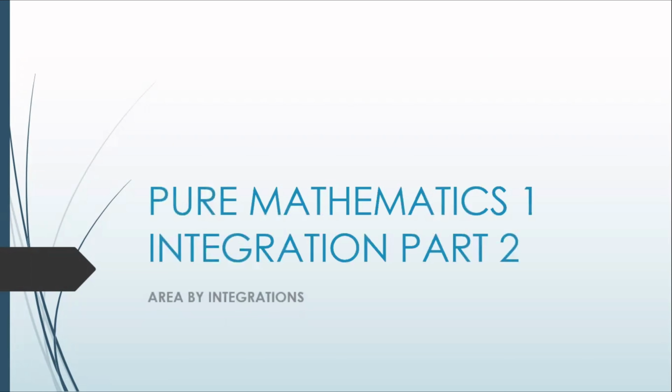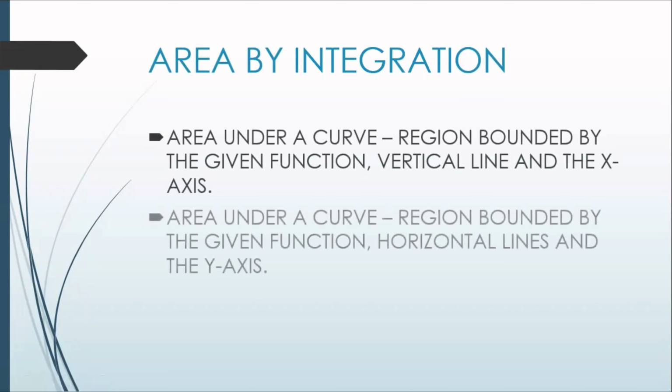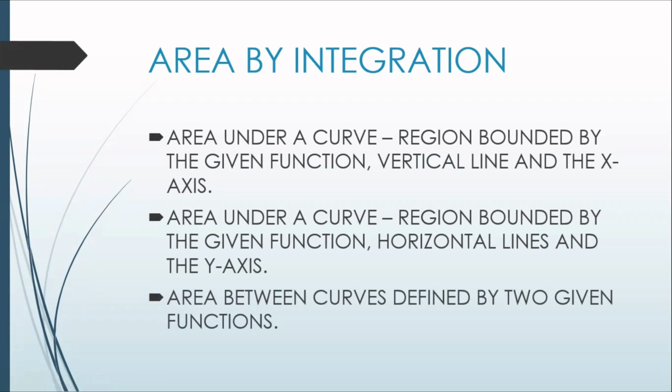Okay, students, so today we will learn about integration, area by integration. There are three types of question. Area under the curve region bounded by the given function, vertical line, and the x-axis. The second one is area under a curve region bounded by the given function, horizontal lines, and the y-axis. The third one is area between curve defined by two given functions.